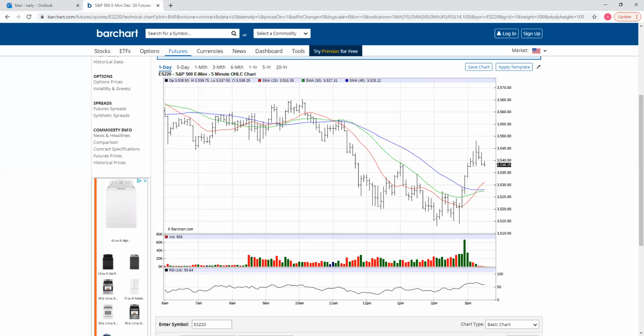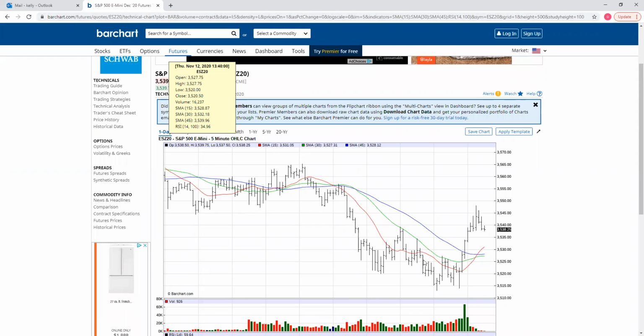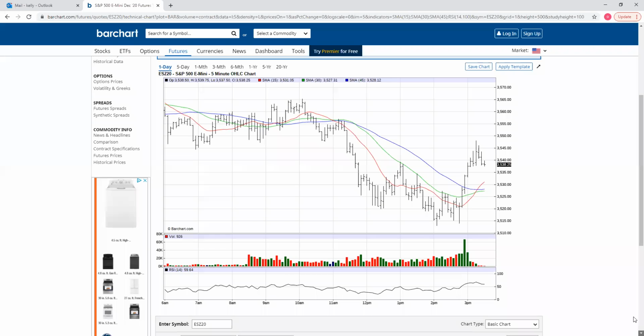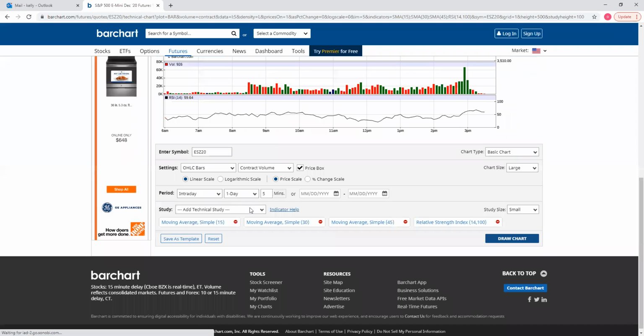Let's see here. Okay, so on the screen here, you've got the S&P 500, and you'll see some indicators that I'm looking at. Now, there are three moving averages on your screen. The three that I like to follow are the 15 SMA, the 30, and the 45, and I like to use the RSI at 14.